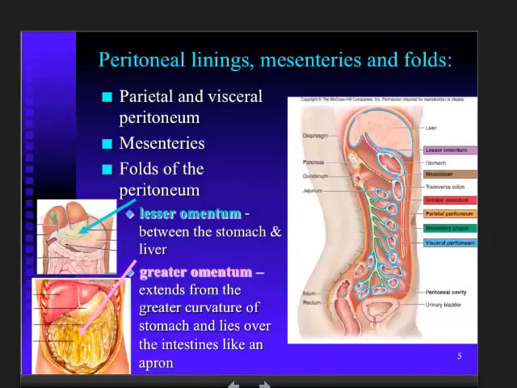Now, we use this term mesentery whenever we have a fold of serous membrane coming out from the dorsal body wall and investing the organ, all right? Unless it's investing part of the colon. And if it's investing part of the colon, we call it a mesocolon, all right?